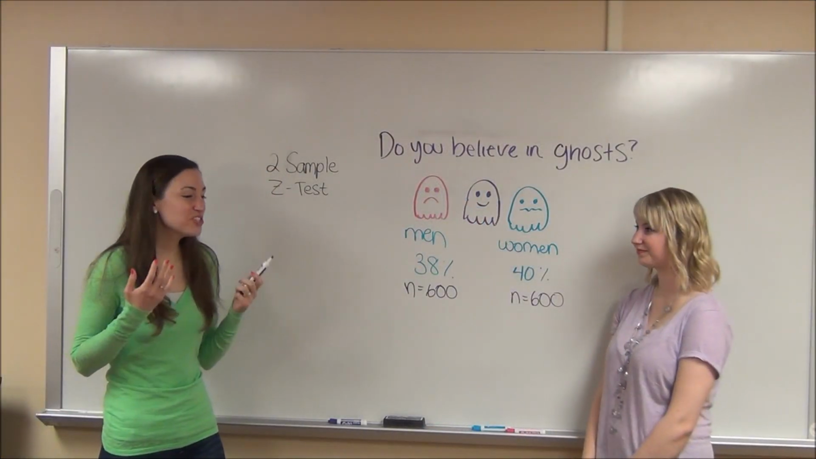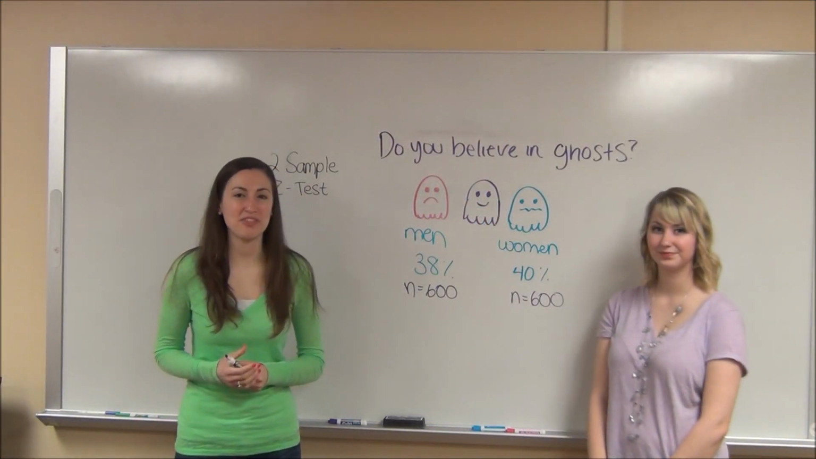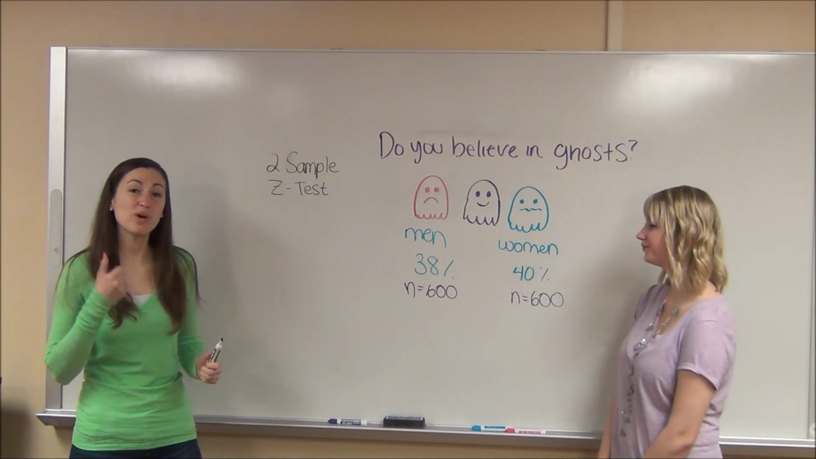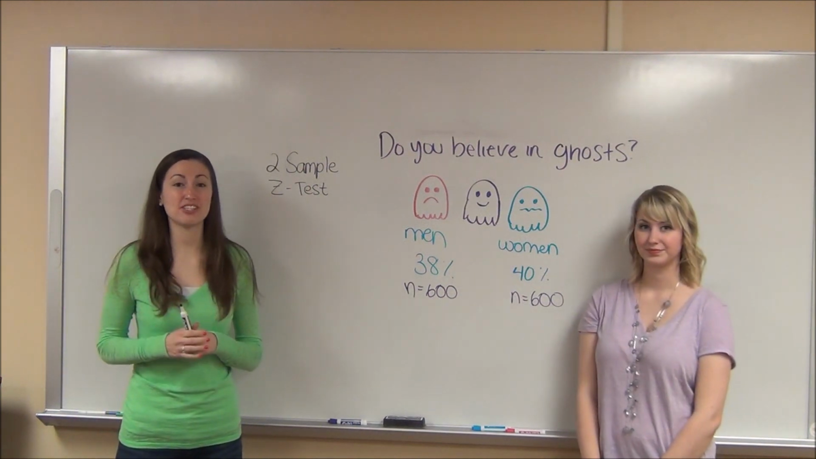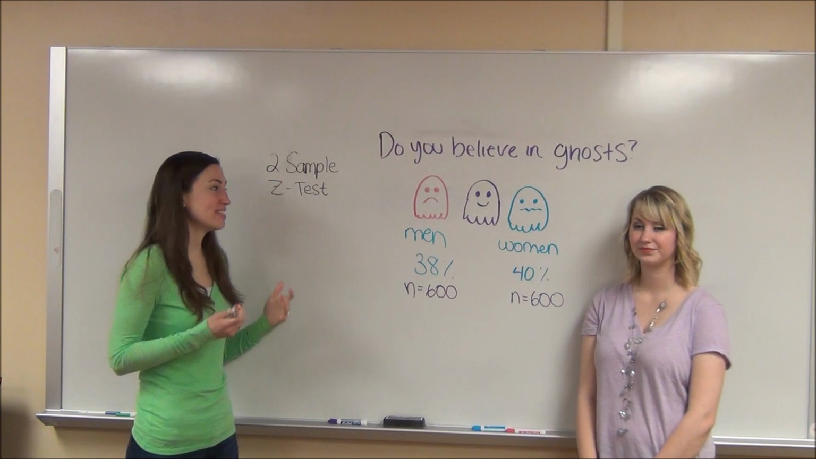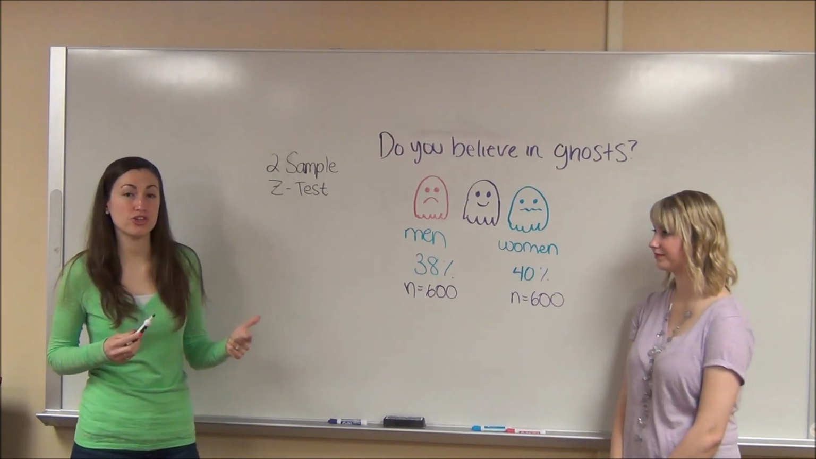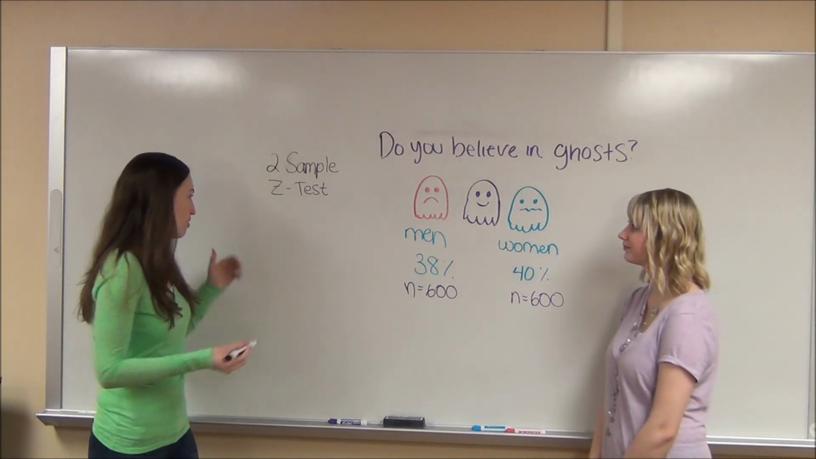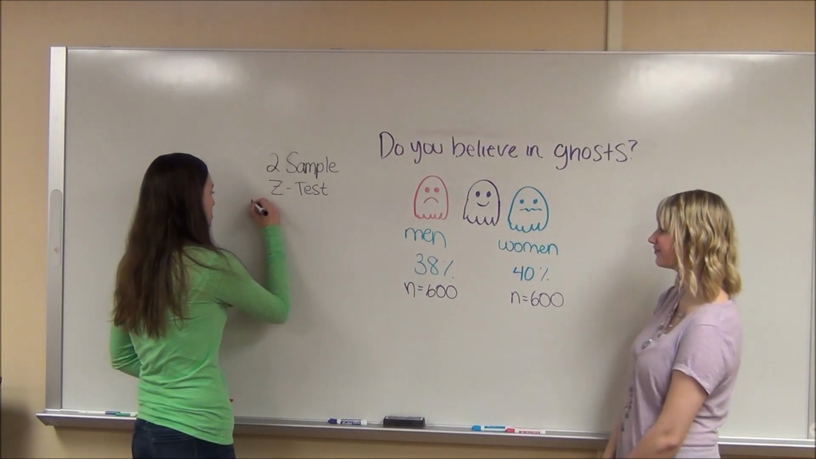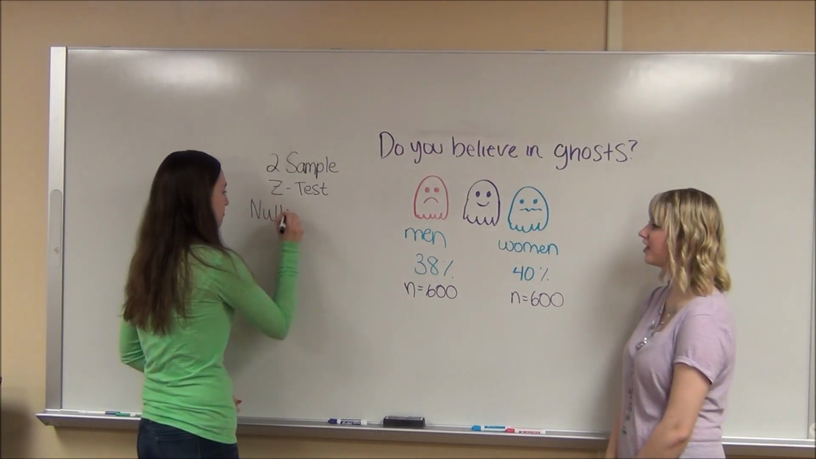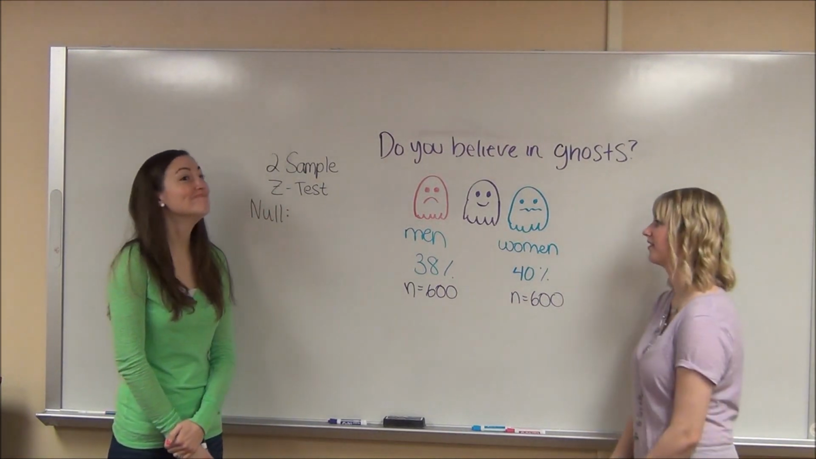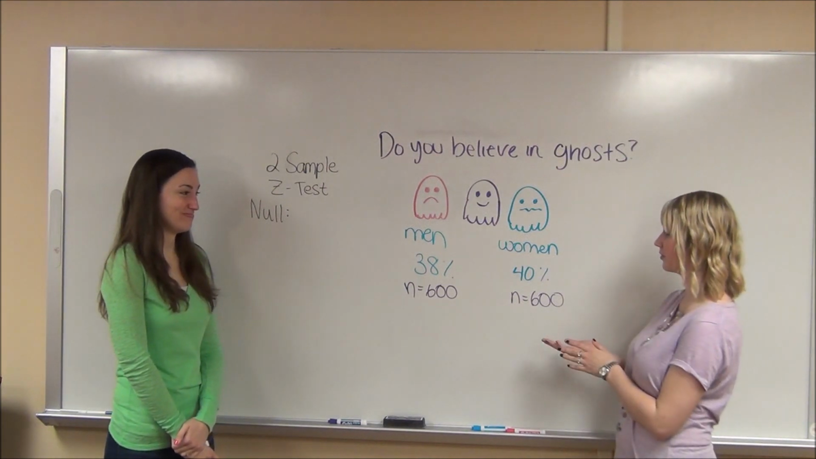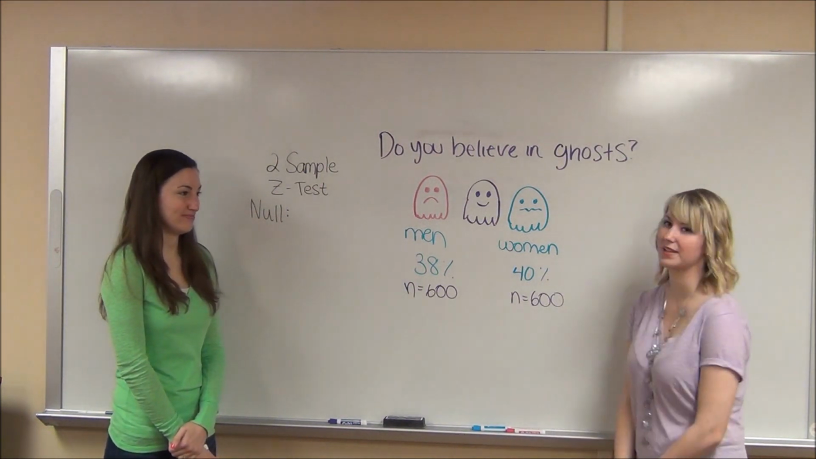Okay, so just like when we're doing any type of hypothesis test, as you guys know from the one-sample z-test and the t-test, our first step is to always state both our null and alternative hypothesis. So let's go ahead and do that. Rachel, what is our null? Well, the null hypothesis is dull, so I would say that there's no difference between men and women as to whether or not they believe in ghosts.